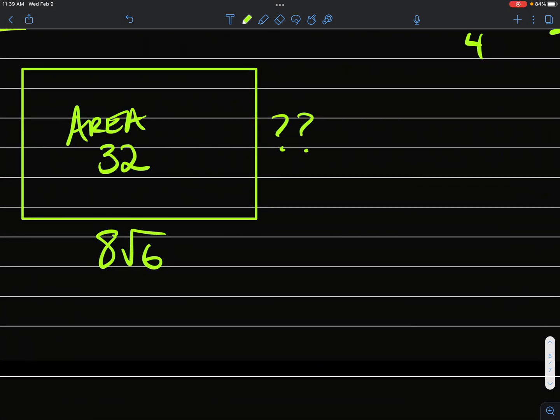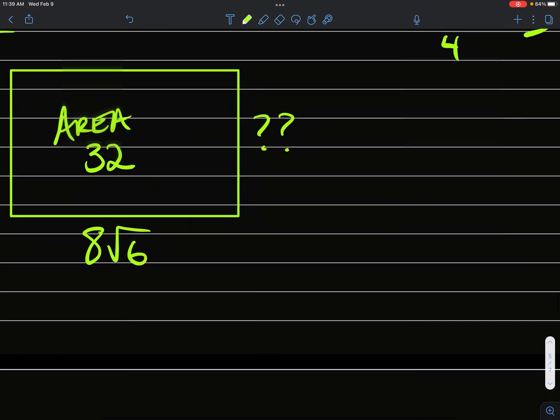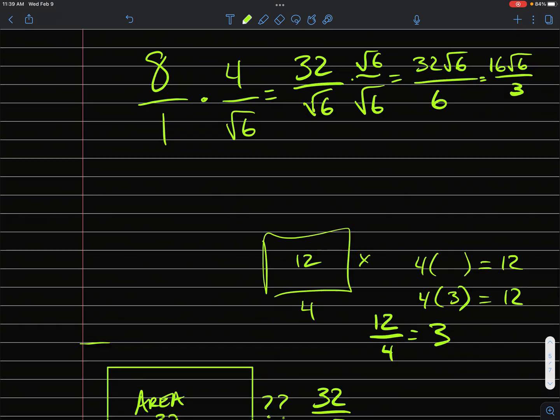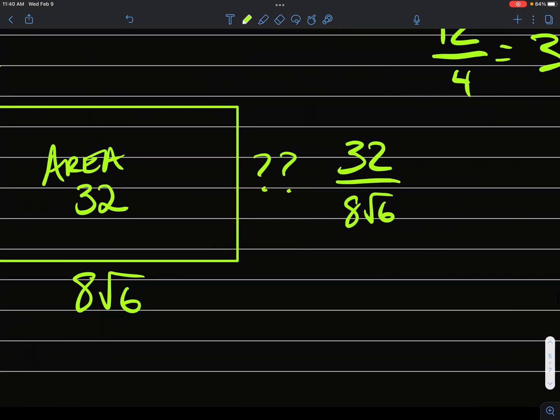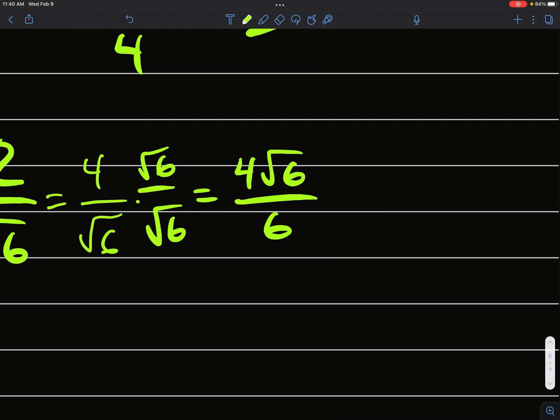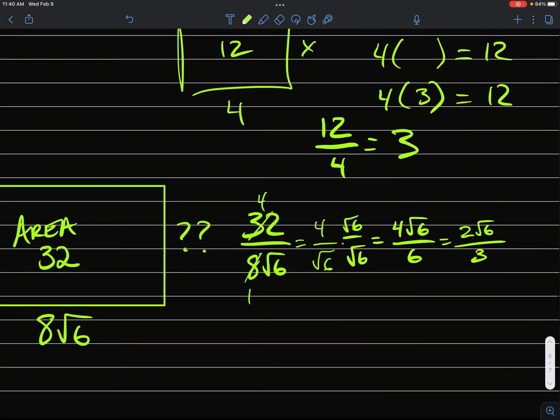Same concept. The area is 32. We have a side 8 radical 6. We divide 32 over 8 radical 6. Wow, this is very similar to this problem in a way. 8 goes into 32 4 times. So I'm left with 4 over radical 6, times top and bottom by radical 6. I get 4 radical 6 over 6. 4 over 6 becomes 2 radical 6 over 3. That's the missing length.